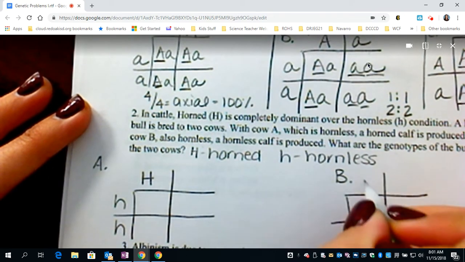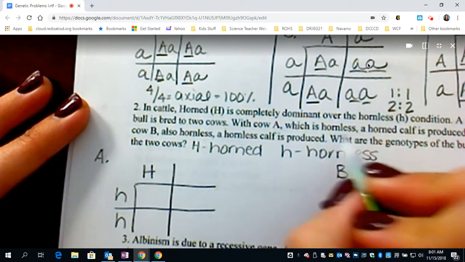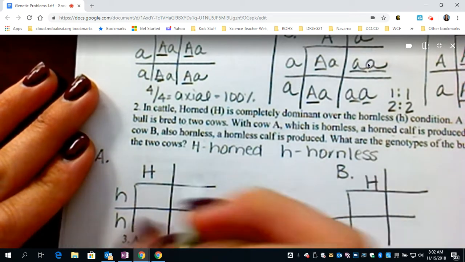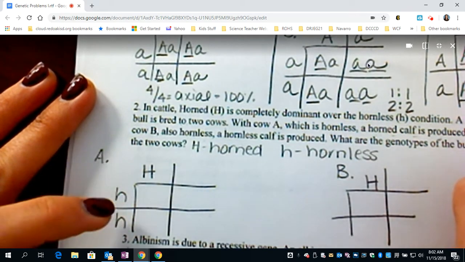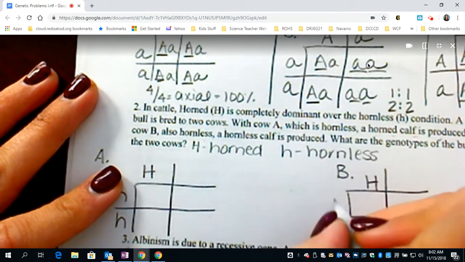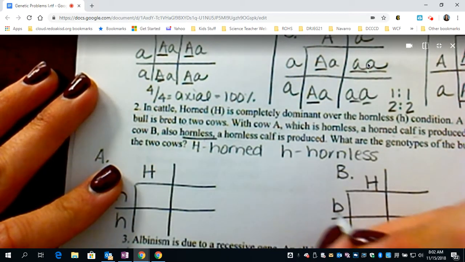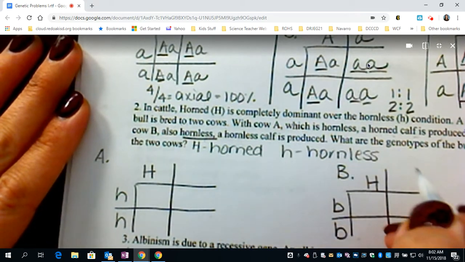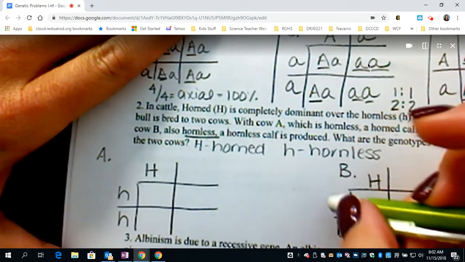I'm going to go ahead and set up, here's my bull across the top. And they produce a horned calf. So a horned calf is produced. That means one of the calves has to have a capital H, okay? With cow B, who is also hornless, a hornless calf is produced. Oh, I put B's, but they're H's.